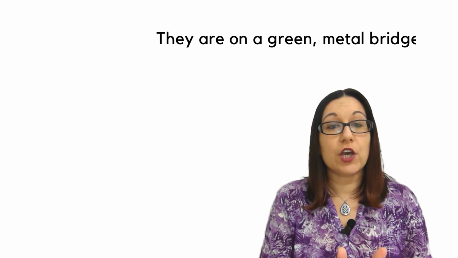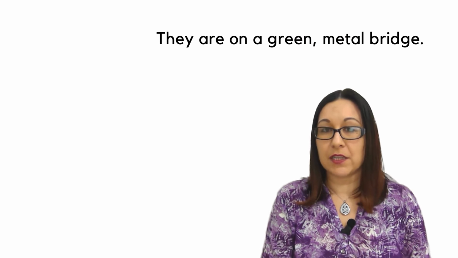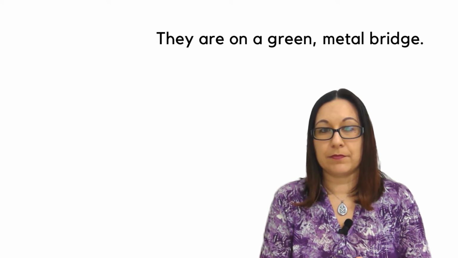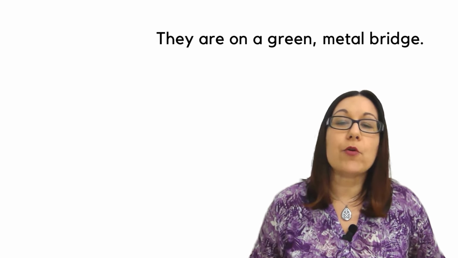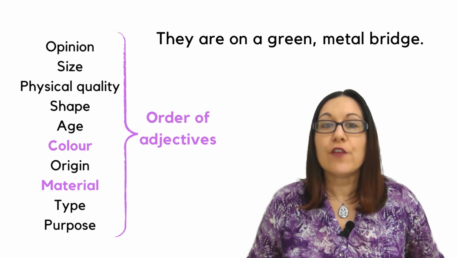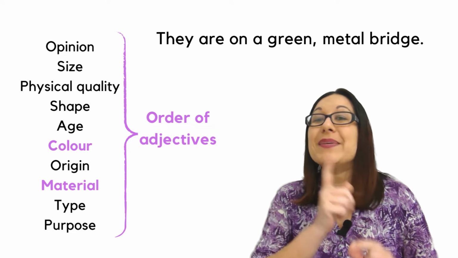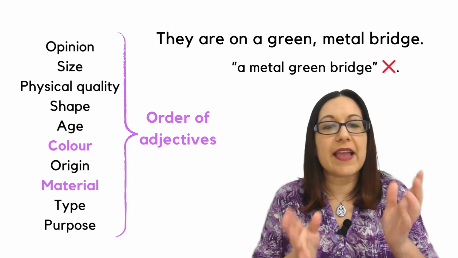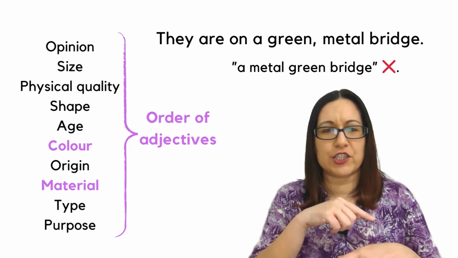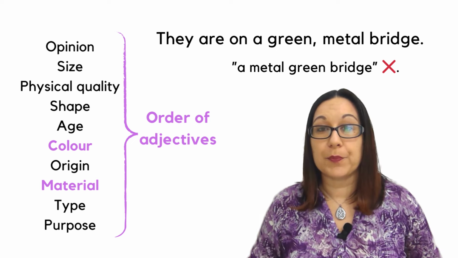They are on a green metal bridge. Now we have to remember our order of adjectives here. So color before material. You cannot say a metal green bridge. Well, that would be wrong.